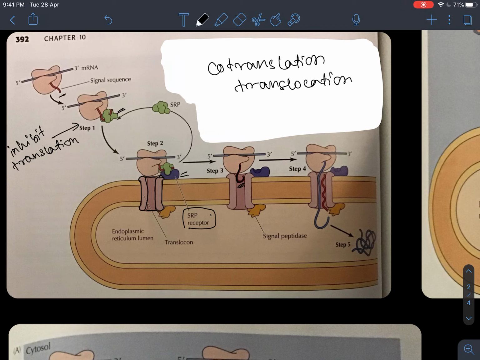But when SRP is released and the ribosome is bound totally with the translocon, and the signal peptide enters the translocon, the translation can resume. So the translation resumes, and the growing polypeptide chain is translocated across the membrane. Finally there is a cleavage of the signal sequence by the signal peptidase, and thus the polypeptide is released into the endoplasmic reticulum lumen. This is co-translational translocation, right?